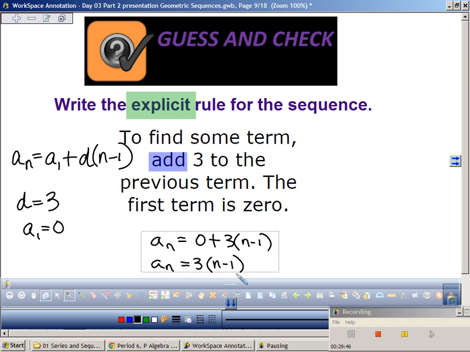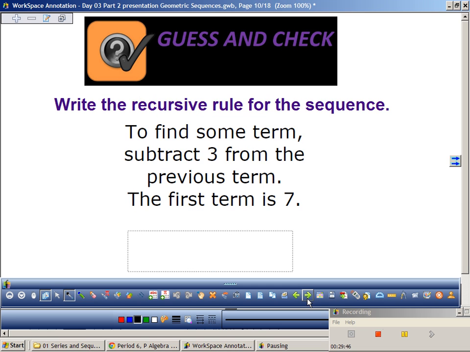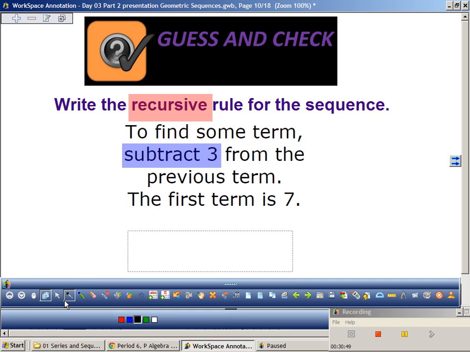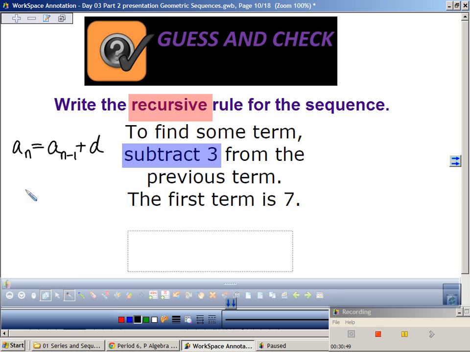Question? I think this is the last one. Okay, so this one was a little bit tricky. I think about half of you got it. All right, so I want recursive, so I figure out, well, I see the word subtract 3 in there, so since I'm subtracting, I'm using arithmetic. So my recursive formula for arithmetic is to find some term, I take the previous one and add my common difference. My common difference, it just told me that, it's -3.